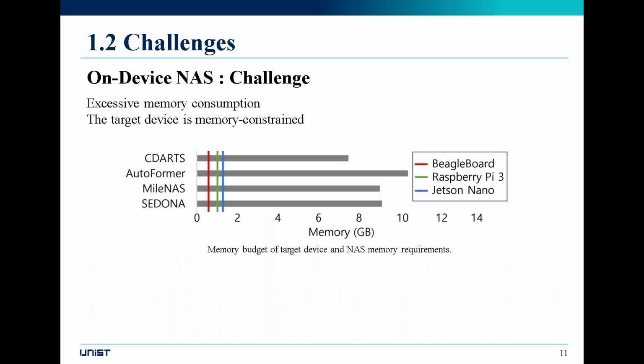To accomplish on-device NAS, the biggest challenge is the memory consumption. The gray bar at the graph shows the memory requirements of heavy NAS algorithms, and the colored line shows the memory budget of popular embedded devices. It is obvious it's not even close. On-NAS is focusing on this matter, reducing memory to be the solution for the on-device NAS.